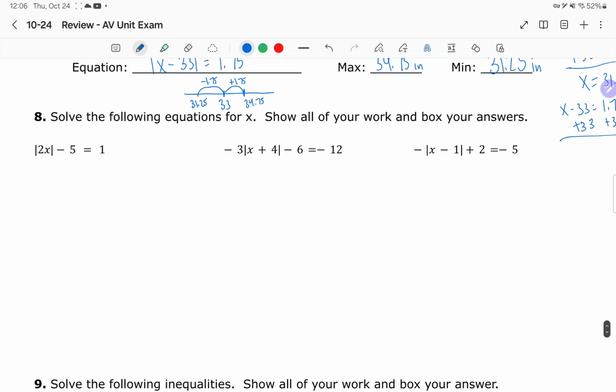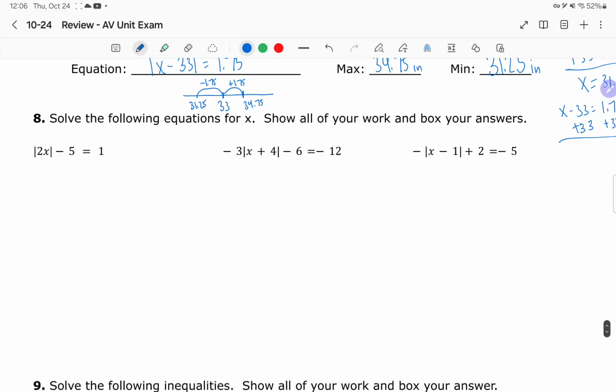All right, for the next one, this is solve the following equations, show all of your work, and box your answers. Okay, so the first thing we need to do is check whether the absolute bar is isolated. And it's not because there's a minus 5, so we're going to add 5 to both sides. So we get the absolute value of 2x equals 6. The absolute bars are isolated, and the number is positive.